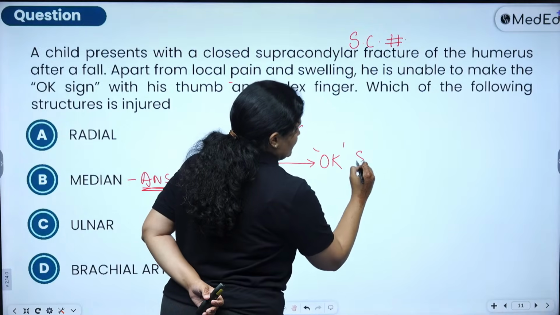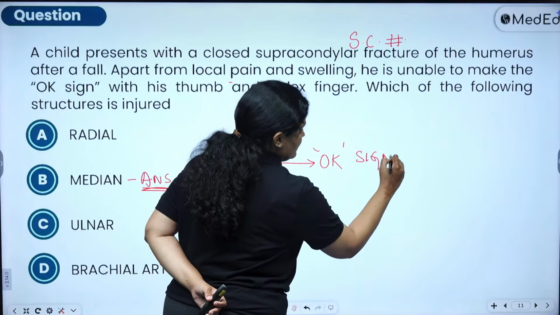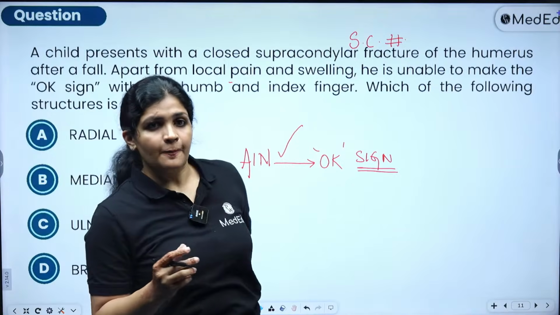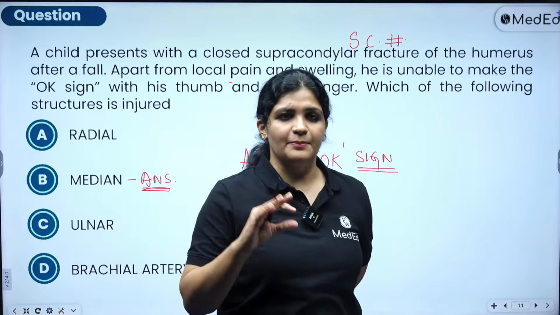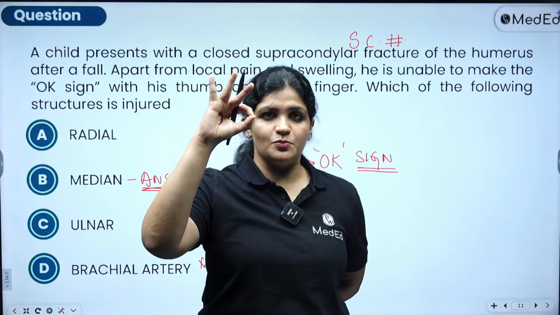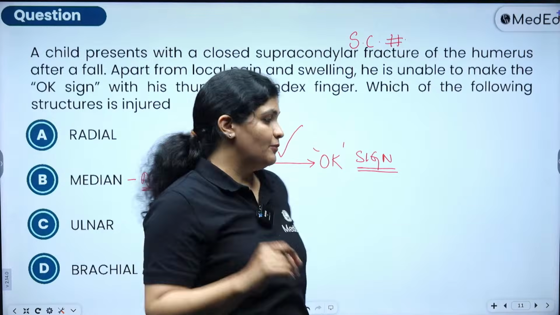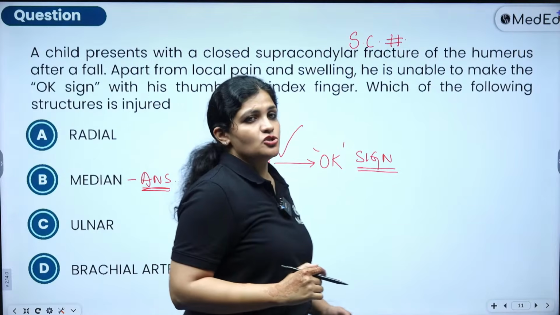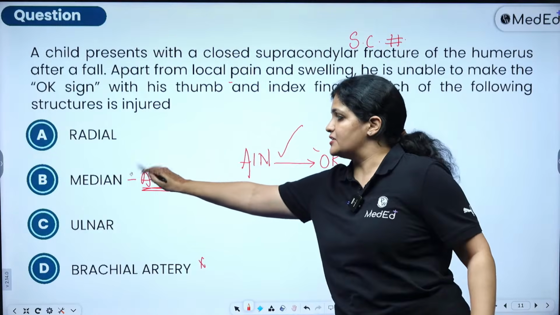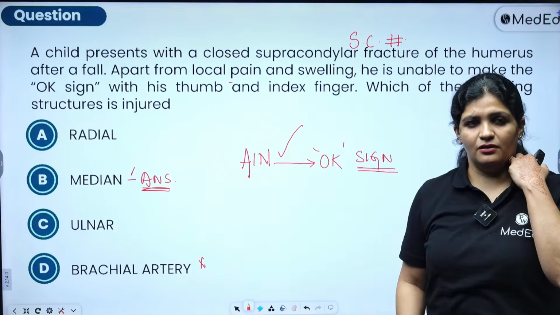The anterior interosseous nerve is a branch of the median nerve, and it supplies your flexor pollicis longus and flexor digitorum profundus. So that is why there will be formation of the OK sign. If the AIN is not present in the options, the next best answer would be the median nerve.